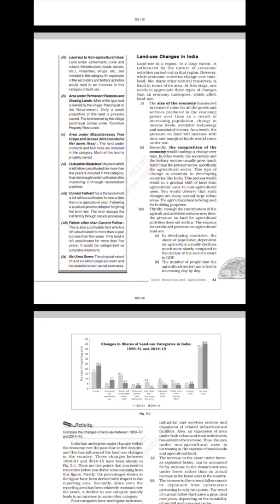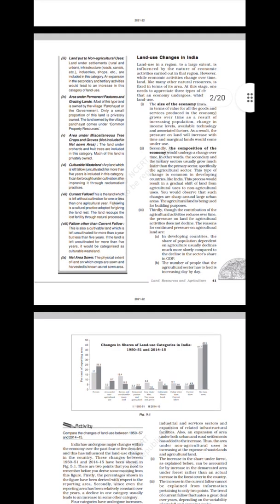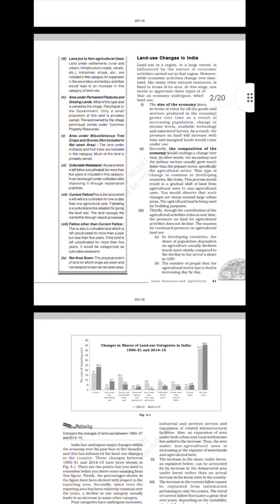As a result, the pressure on land will increase with time and marginal lands would come under use. Secondly, the composition of the economy would undergo a change over time. In other words, the secondary and the tertiary sectors usually grow much faster than the primary sector, specifically the agriculture sector. This type of change is common in developing countries like India. This process would result in a gradual shift of land from agriculture uses to non-agriculture uses.